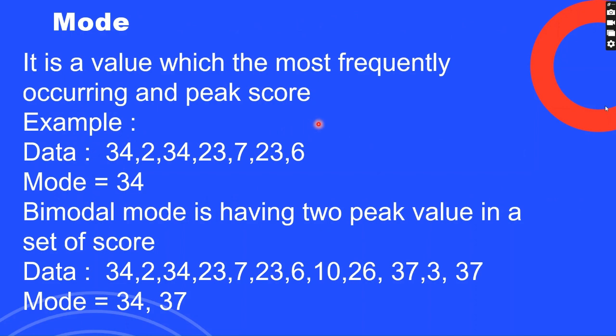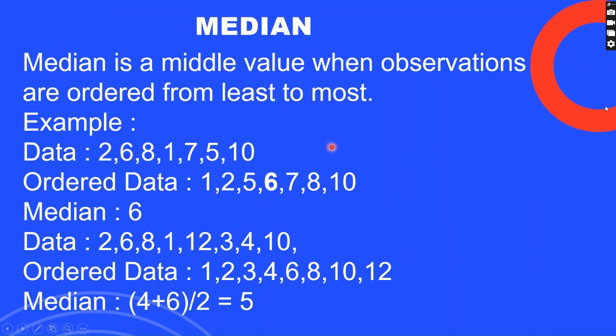So mode is the most frequently occurring data or information, the peak score of the particular value. For example, we have data: 34, 34, 23, 7, 23, and 6. So the peak value 34 is called the mode. Then we go for a bimodal mode, where in a set of data the highest two values are considered as modes. 34 as well as 37 will be the highest. I mean bimodal mode. Whenever we have a bimodal mode, we represent two modes. Whenever it is a simple mode, we represent it by one value.